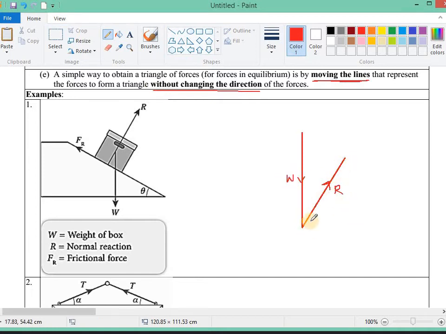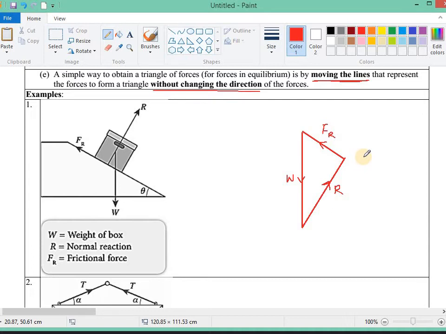You see, the normal reaction is still going in this direction, this one in this direction, and this one in this direction, so the directions must still be the same. After that, we want to put the friction. The only place is here, in order to form the triangle. So this is the friction, and now we have a triangle.